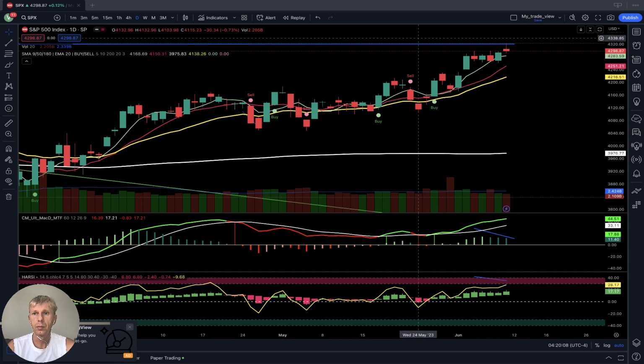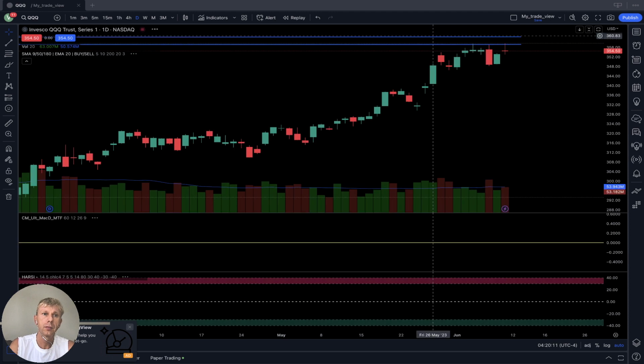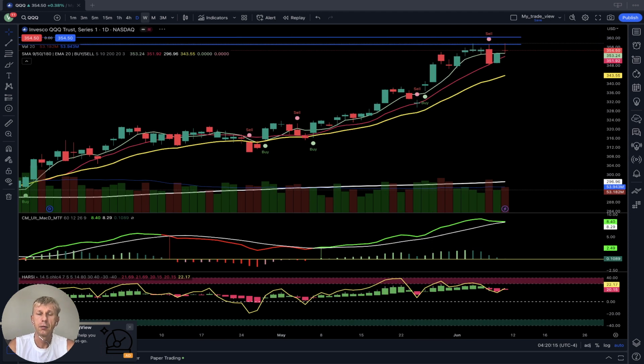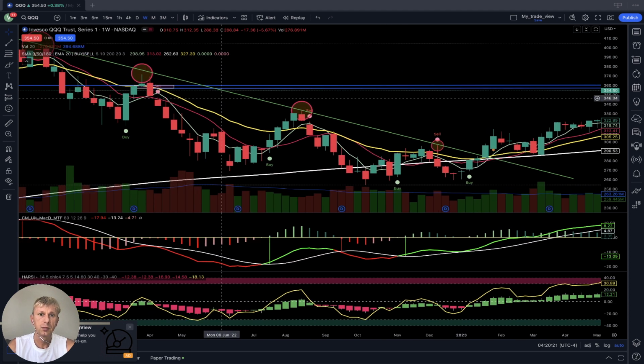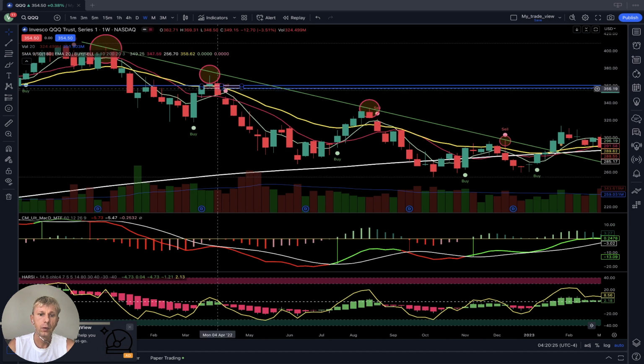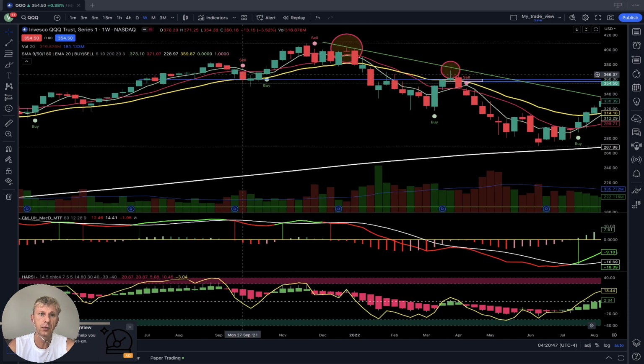Let's move back to Q's weekly time frame. Let me show you. You see this price action, I told you this level, it's the level of April 2022. S&P just reached the August level, Q's reached the April level. There is a lot of resistance on this level, so Q's can easily be rejected from this level.